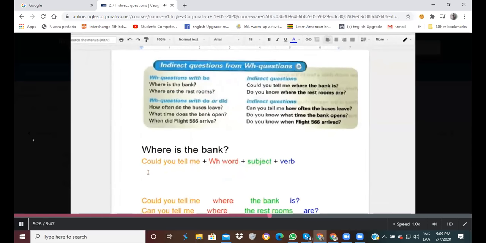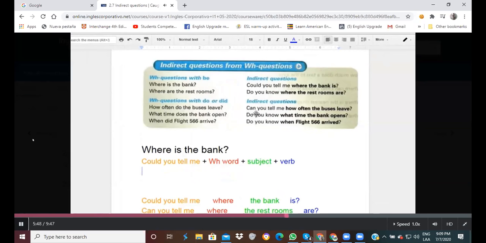And basically, we're going to follow the same pattern for the questions that you see towards the bottom. The only difference here is that we're no longer using the verb to be. We're using other verbs. And we could be talking about the present. We could be talking about the past. And that's what it means by either do or did.